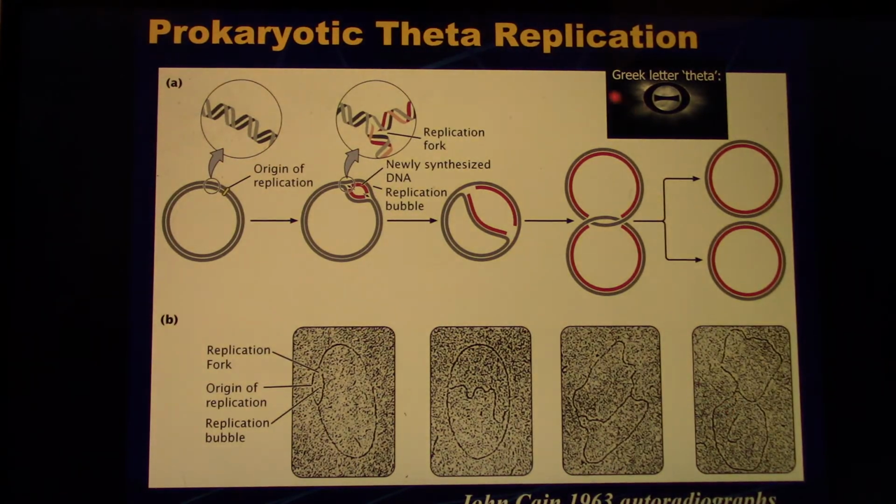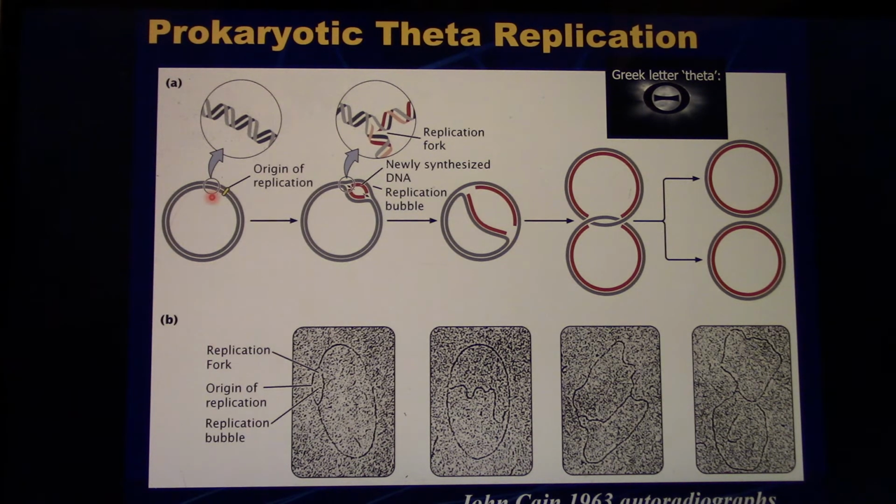This is theta replication right here, and it's named after the Greek letter theta because John Cairns, who took these pictures you see down here in 1963, noticed that the DNA under the electron micrograph looked like the Greek letter theta. It's kind of hard to see here, but it's easier to see in the cartoon picture.